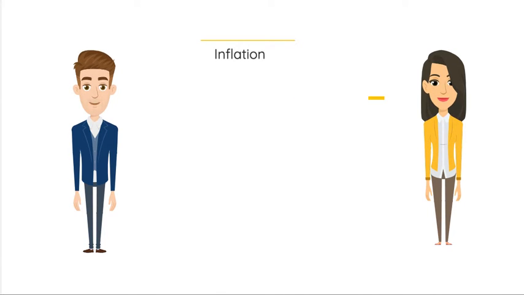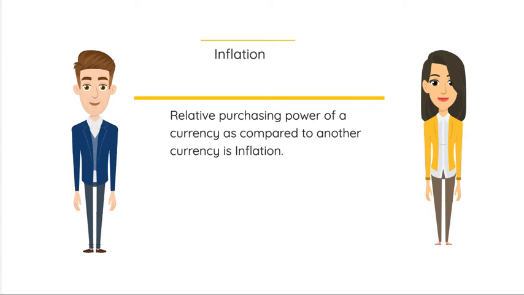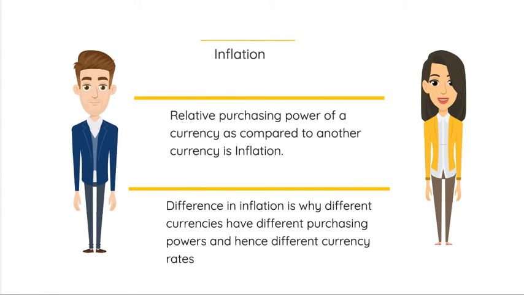Relative purchasing power of a currency as compared to another currency is inflation. Difference in inflation is why different currencies have different purchasing powers and hence different currency rates. So this means if the inflation in a country is higher, the value of its currency will be lower and vice versa? Yes. For example, if an iPhone costs $1,000 in the United States, but the same costs 1,300 Singapore dollars in Singapore, this means the currency value of the Singapore dollar is low due to high inflation rates.